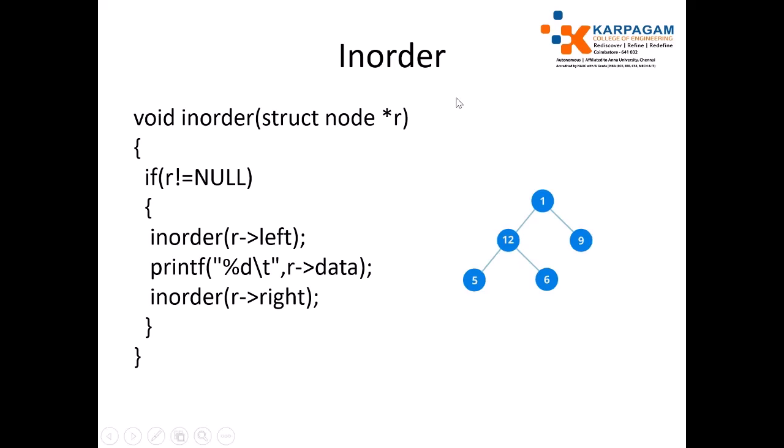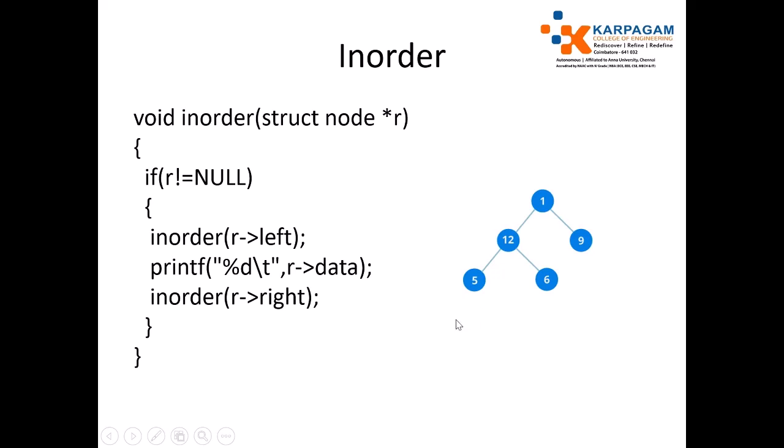This is the pseudo code for performing in-order traversal. We are always passing the root node's address. Here R is the node pointer which points to the address of the root node. If R is not equal to null, you can proceed. If R is equal to null, we can't access any data. So if R is not equal to null, just proceed.